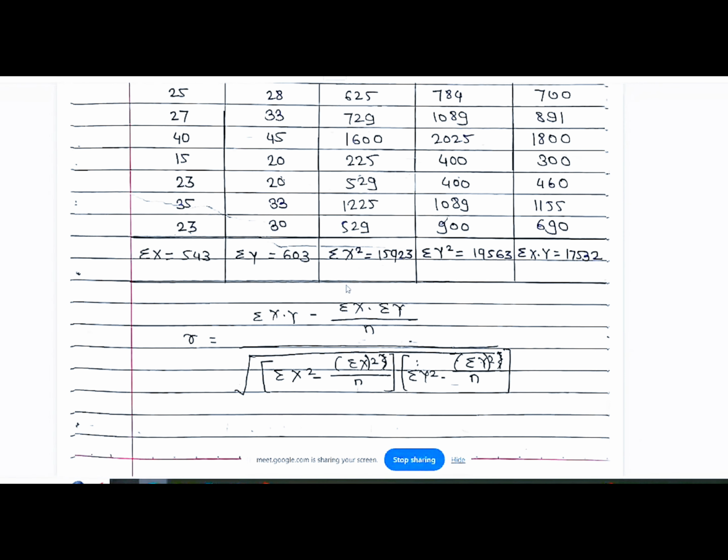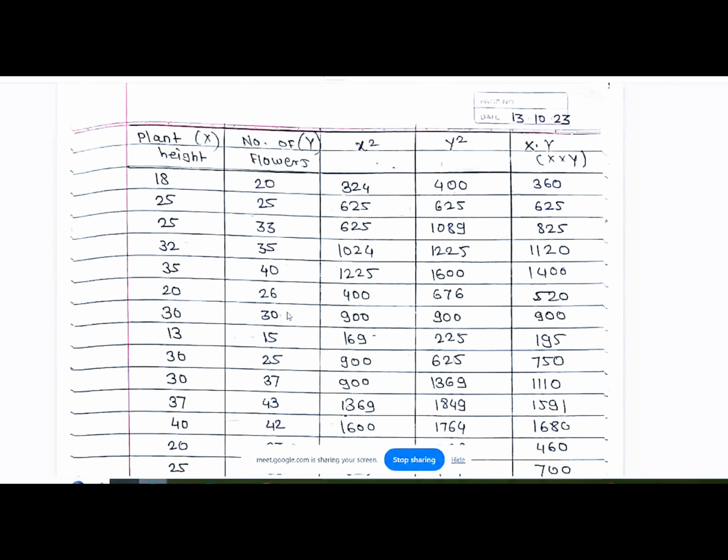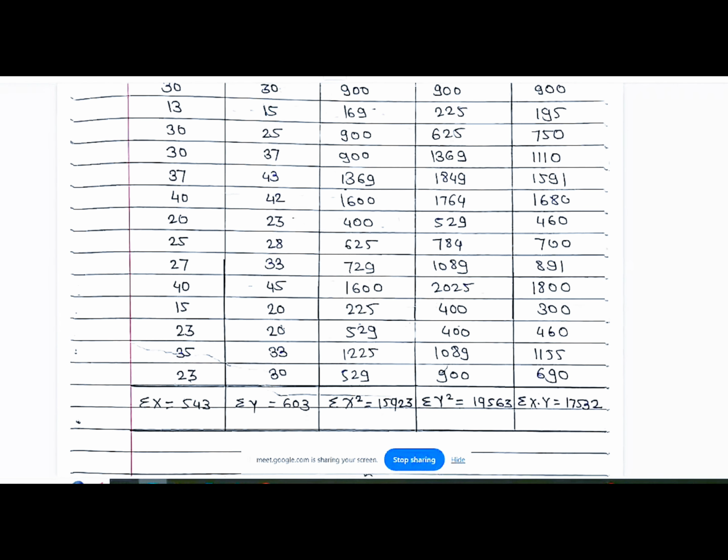Once the formula is written, now you are going to get what will be the requirement of the formula. First you are going to need x into y. So in the data, add a next column, x into y. 18 multiplied by 20 is 360, 25 into 25 is 625, 25 into 33 is 825. In this fashion you have to find out x into y values in the last column, right? And then just make summation of x into y.